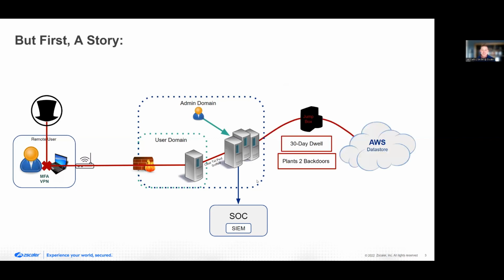So they hung out for about 30 days, which if you follow APTs isn't a whole lot of time. But they planted 2 back doors during that time. And the SOC actually discovered those back doors and shut them down. So they had one backdoor as their primary and one as a backup in case it was discovered. By the time they shut down the backdoor, it was too late. They had already stolen tons and tons of protected health information out of AWS.